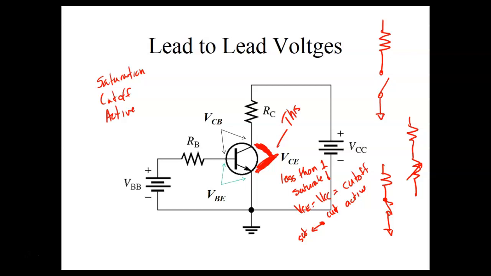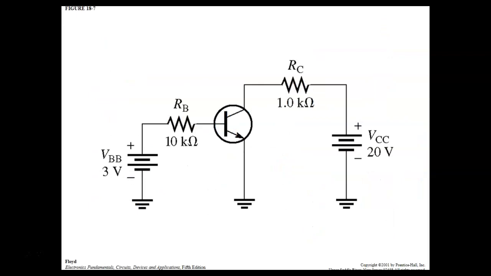If it's less than 1 volt, it means RC is dropping all the voltage. So that means the collector current has got to be really high, right? You understand that? And then, of course, if it's in between the two, we say it's in the active region. So active region, by the way, we try to put it right in the center, and we'll look at that in a minute. Very important measurement.